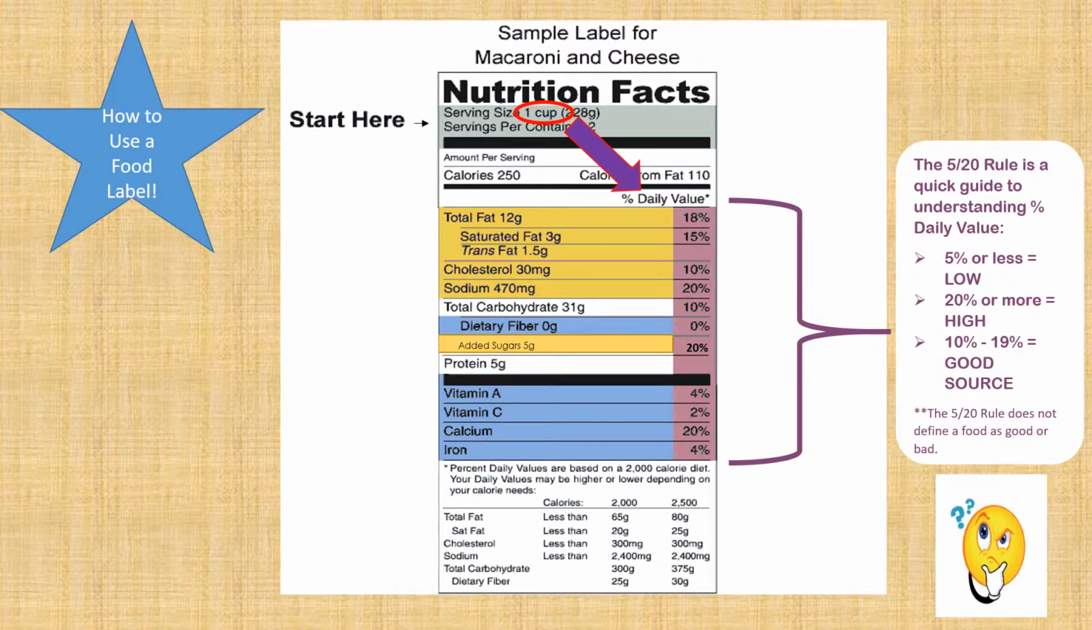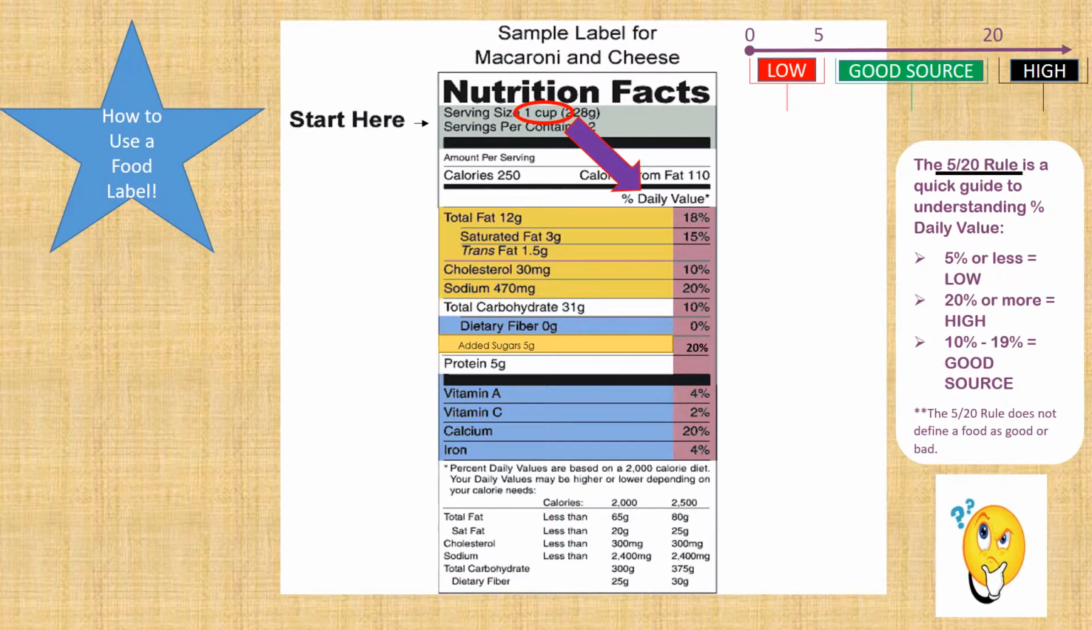Next, we're going to look at all of those percentages listed on the right-hand side, the percent daily value for each nutrient. For each percentage, we can determine if the food we are eating is high, low, or a good source of each nutrient. And we do this using the 5-20 rule.